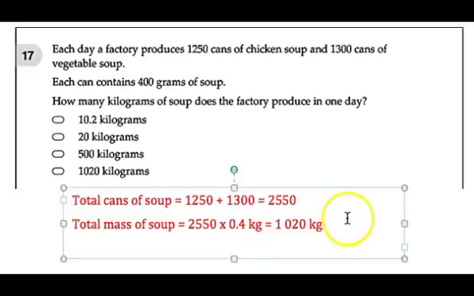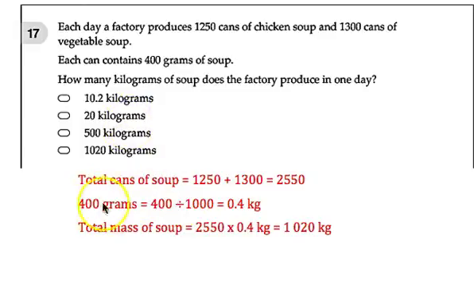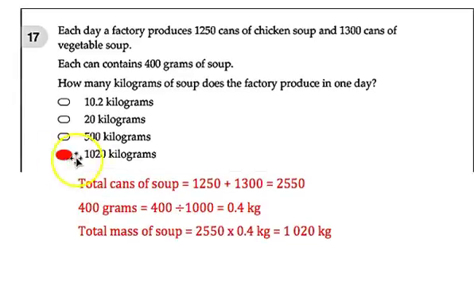You won't have to do that other conversion. So the other conversion we do here is we write that 400 grams is equal to 0.4 kilograms, because your answer has to be in kilograms. So instead of multiplying the 2,550 by 400 grams, you're multiplying it by the 0.4 kilograms, which gives you your answer straight away in kilograms. So the answer is 1,020 kilograms, which is circled there.